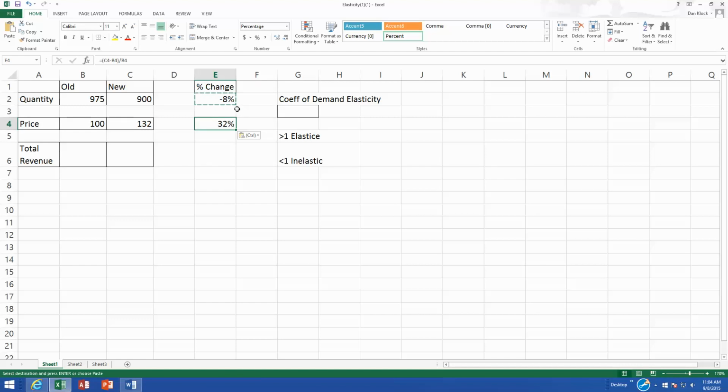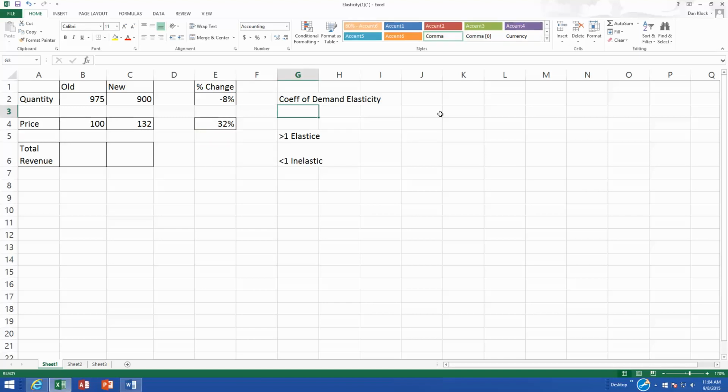Escape if you want to get rid of those squiggly lines. Just double click on this formula. If you copy a formula, again, double click and see if it's doing what you want it to do. People make a lot of mistakes in jobs by copying, and it doesn't work exactly the way they think it should. So here, yeah, C4 minus B4 divided by B4. There's my percent change in price. So a 32% price increase gives just a negative 8% change in quantity.